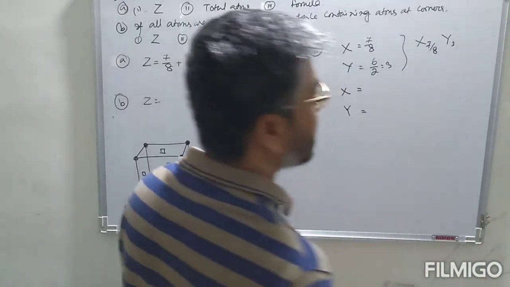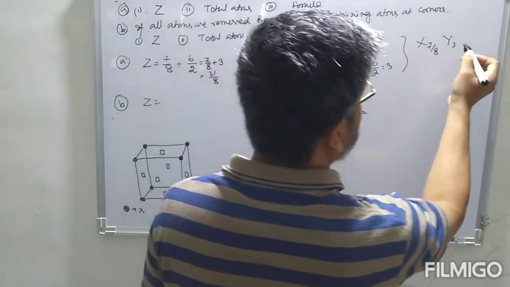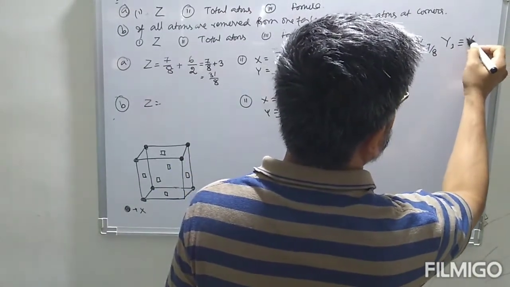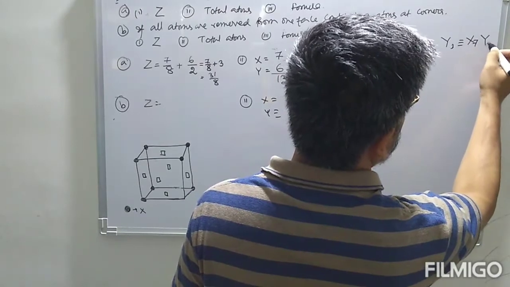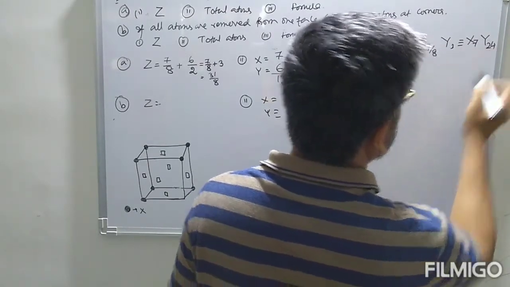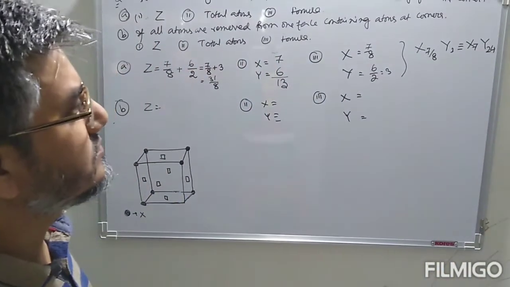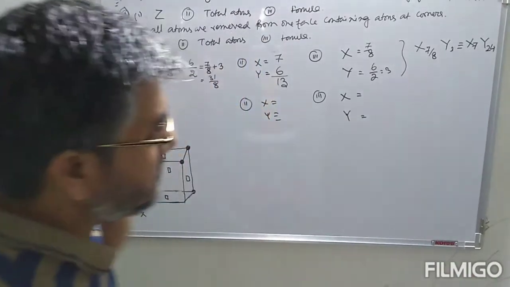Now multiply by 8. So this comes out to be X7, Y24, to make it a simple ratio.